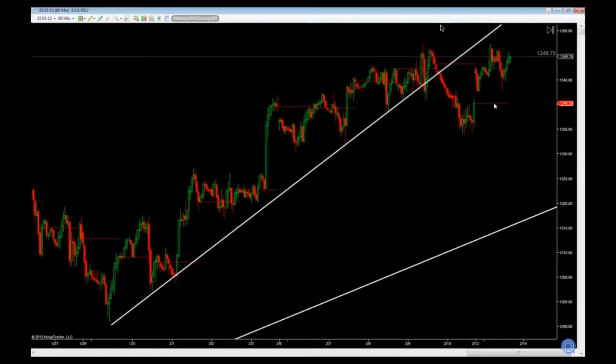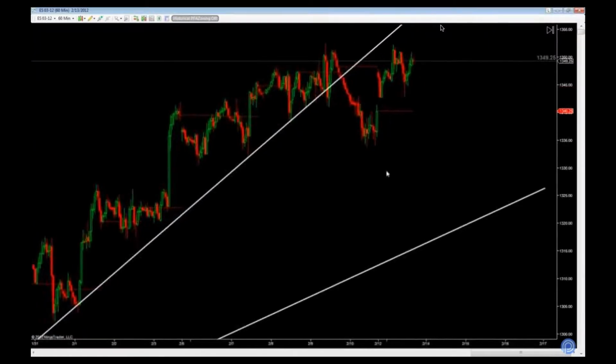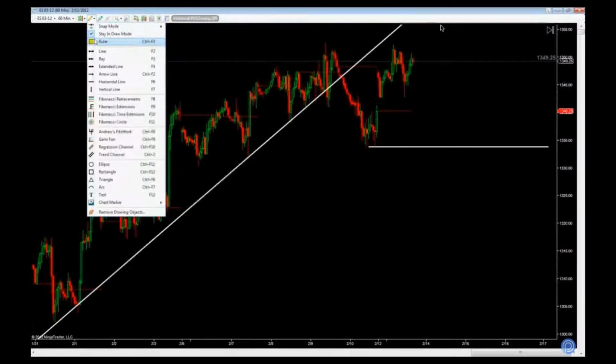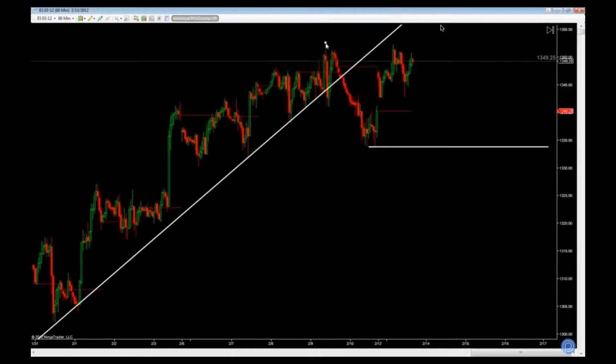Now, the problem being the market structure is not continuing to drop. If we want to see a continuation of the move to the downside, then the first thing that we need to see, guys, is a break of the previous swing low. Now you're going to begin to see the markets in an entirely different way.